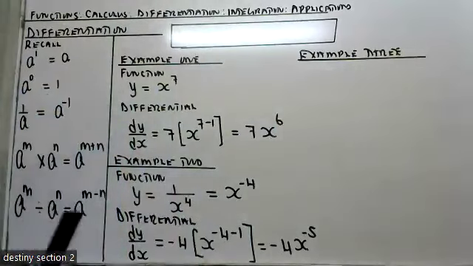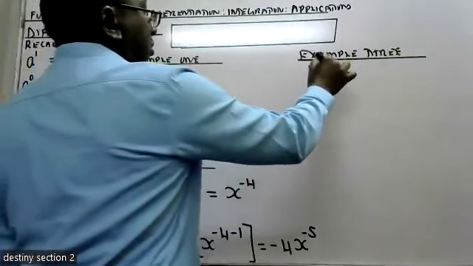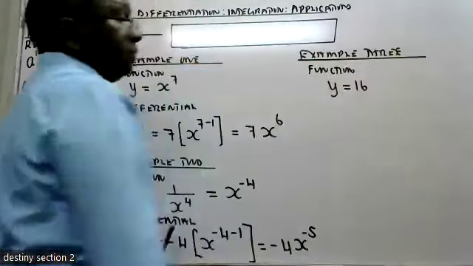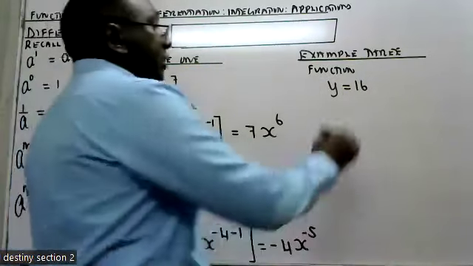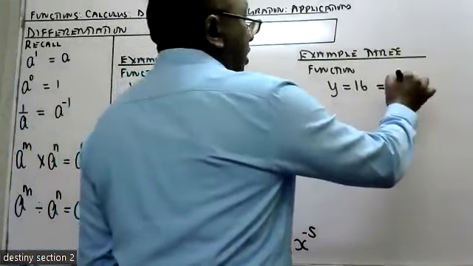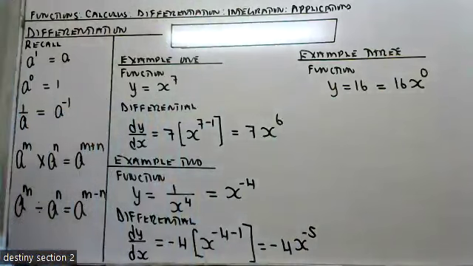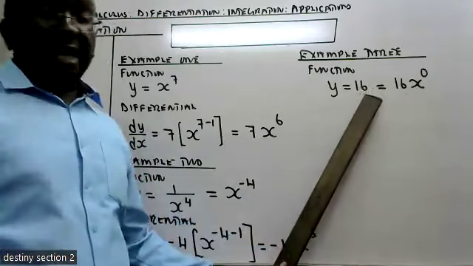Example 3. If you are given a function y is equal to 16, this is the same thing as 16x raised to power 0, because we have said a number raised to power 0 is 1. And we know that when you multiply any number by 1, it is that number.